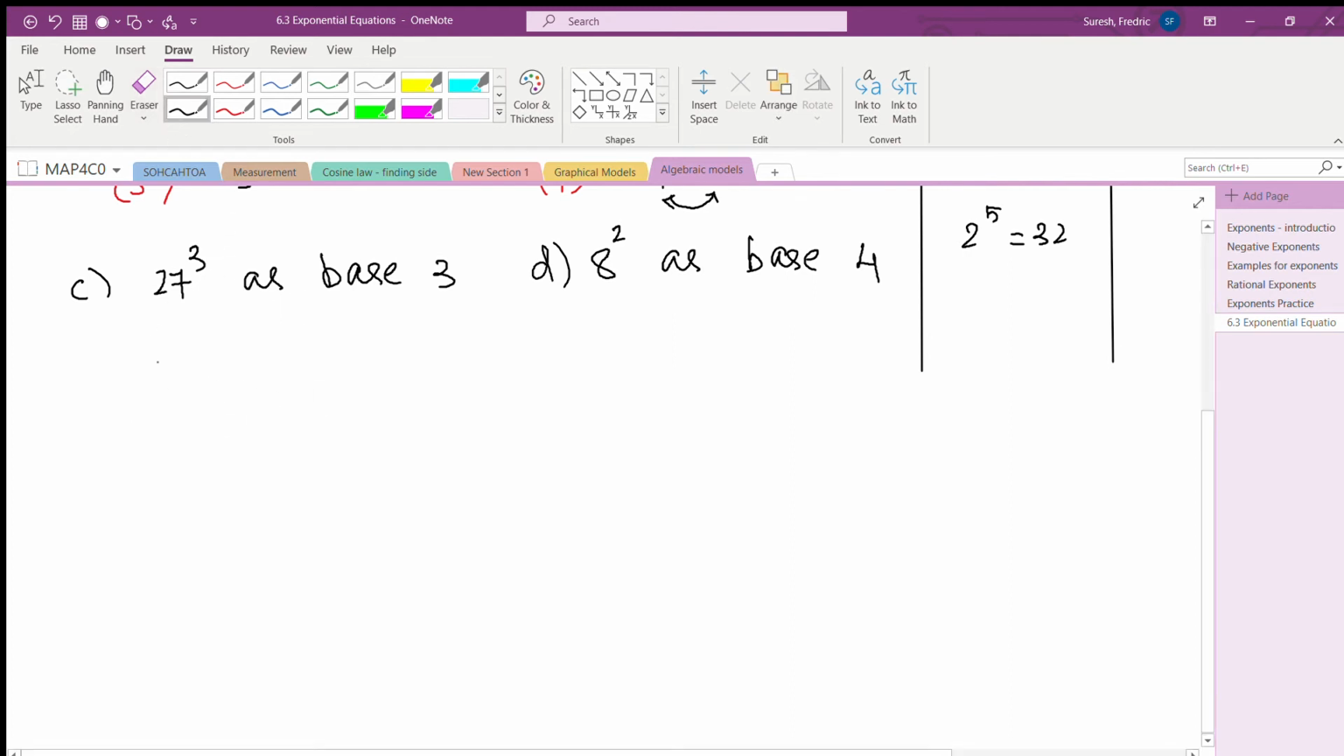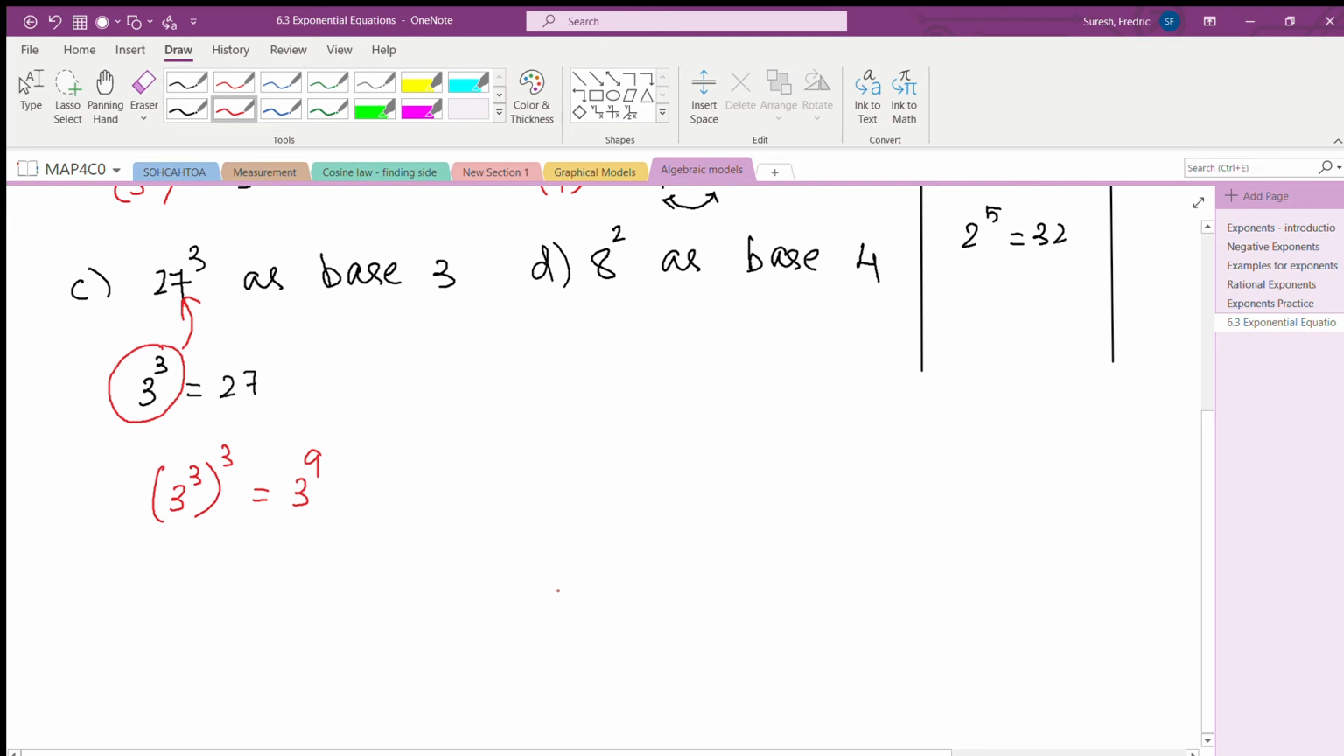So start again. So we have 3 to the power of 3 is 27. So instead of the 27, substitute 3 to the power of 3 there. So we have 3 to the power of 3 to the power of 3. That would be 3 to the power of 3 times 3, which is a 9.